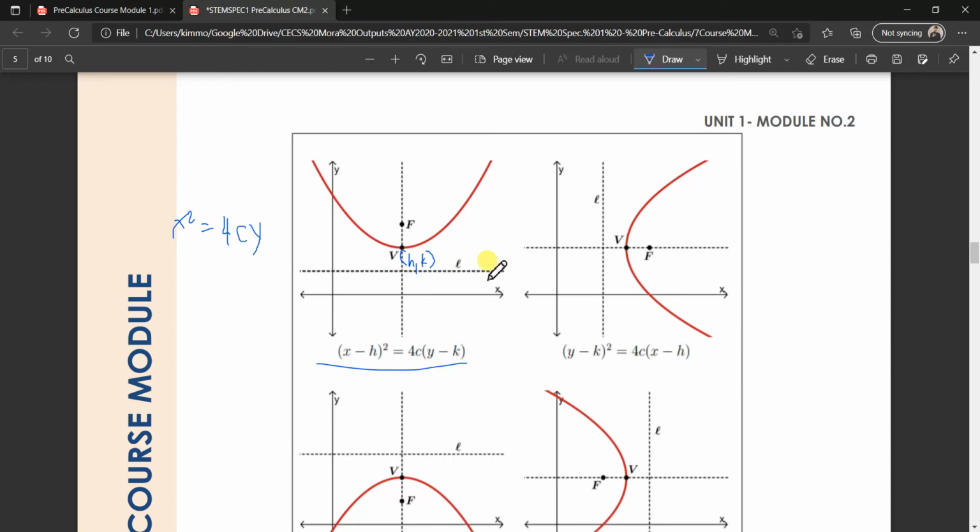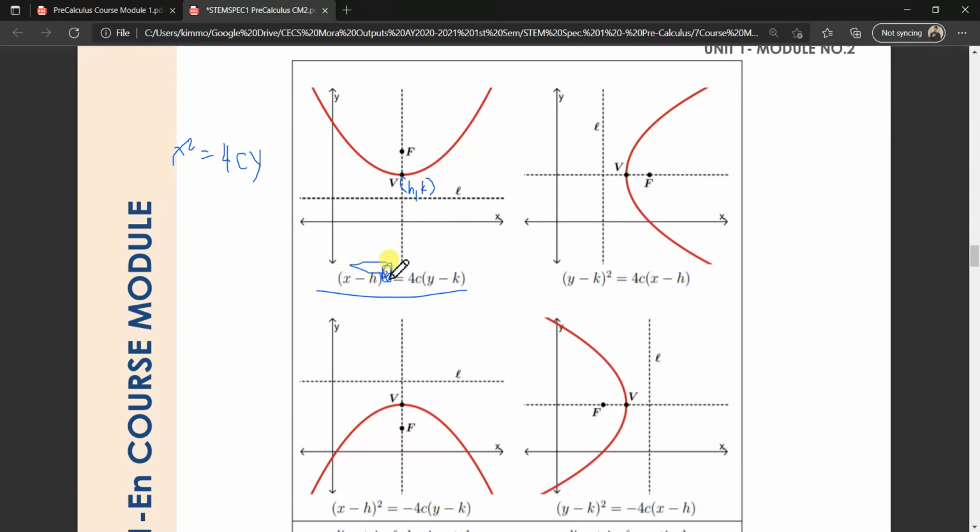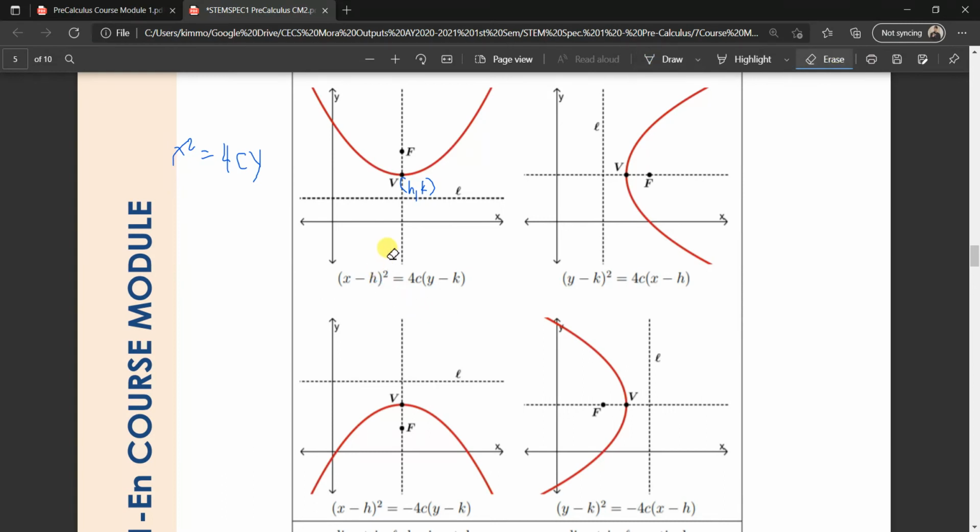So if our directrix is similar to our x-axis, meaning it is also horizontal, then the square part of our equation is our x also. So it becomes x minus h squared. But if our directrix is similar to our y-axis, meaning it is vertical, then the square part of our standard equation is our y. So it becomes y minus k squared.